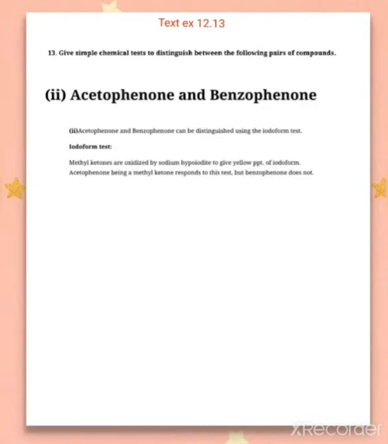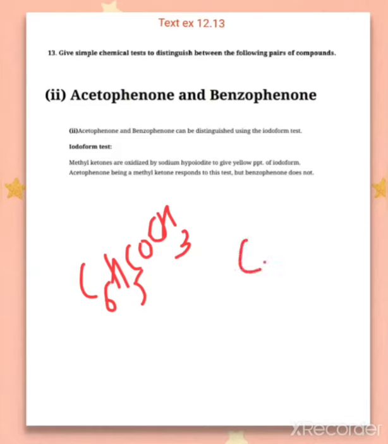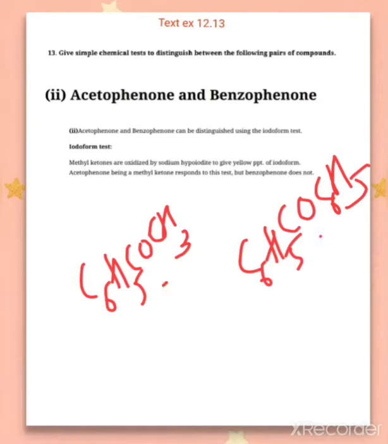Next one is acetophenone and benzophenone. First of all, you need to make the formula for acetophenone, that is CH3C6H5CO. This is called acetophenone, and benzophenone, that is C6H5COC6H5. This is called benzophenone. Now look here, what is the similarity in this? Both are ketones, so you cannot use the Fehling test, Tollens test, etc.